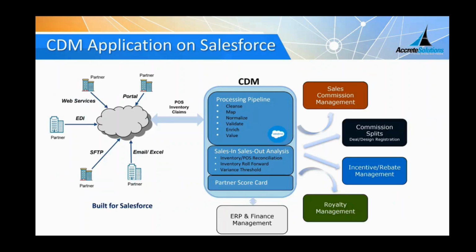This is again one of the slides I put on early on, but what you see in the light green block is the channel data management application. Your channel partners, distributors, resellers, etc., are sending data in their own format, either through EDI, SFTP, or email, whatever the delivery mechanisms are. That data comes into the CDM application, and the CDM application has three main components. The first component is a processing pipeline. This is kind of like the conceptual pipeline that I explained very early on in the presentation.